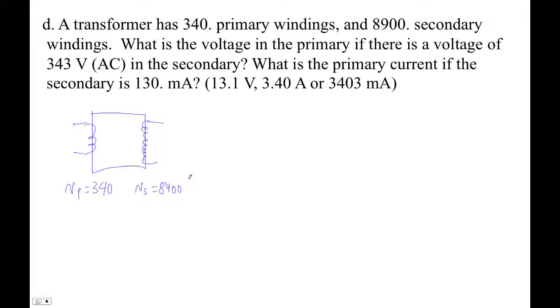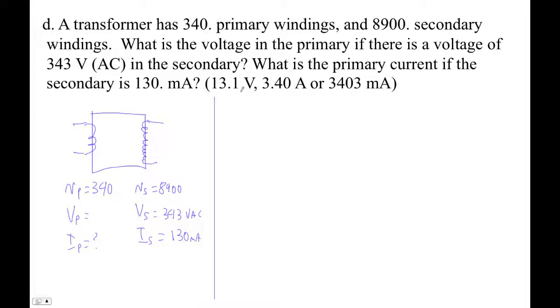Okay, what is the voltage in the primary if there's a secondary voltage of 343 volts AC? This has to be AC, right? DC doesn't work. V primary is equal to, we don't know. Okay, what is the primary current if the secondary is 130 milliamps? So our secondary is 130 milliamps. What is the primary? We don't know.